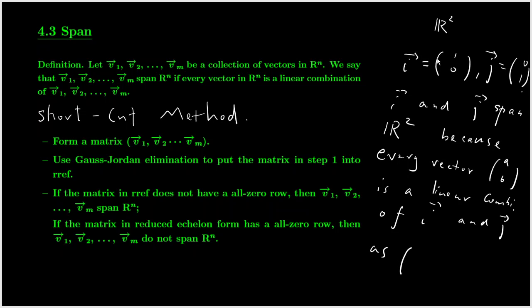Any vector in R2, the vector with two components a and b, can be written as a linear combination of i and j as a i plus b j. We have seen that many times. In general, if I give you another collection of vectors and want you to show the vectors span R2, you have to do the same thing. You have to show every vector in R2 is a linear combination of the given vectors.